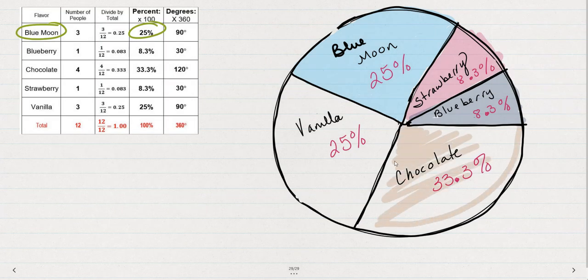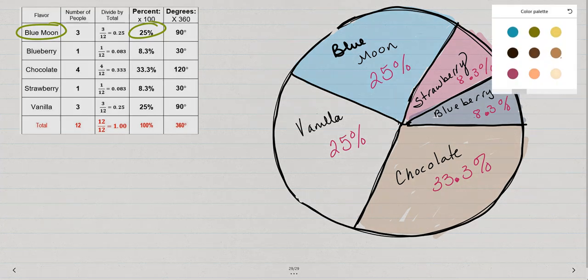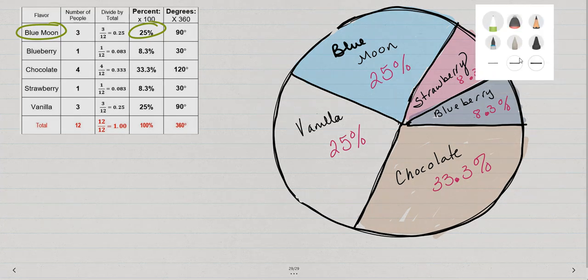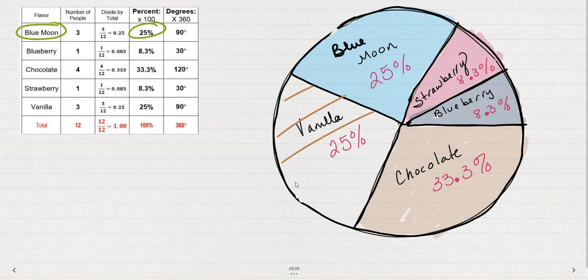So I'm using a highlighter. You could use markers or maybe colored pencil, something to add some color. Or maybe you'd use some patterns. So, for example, if you're not going to use any color, you could maybe put stripes for one and polka dots for another, etc. Whatever works for you to make your graph look really nice and neat.